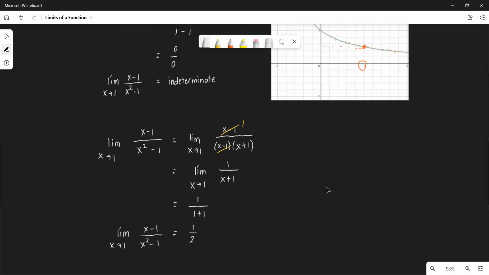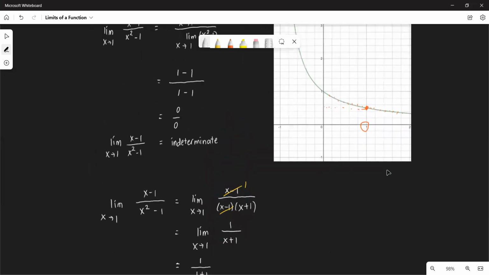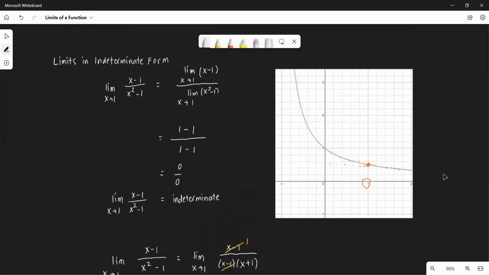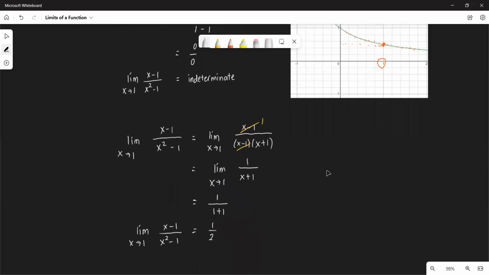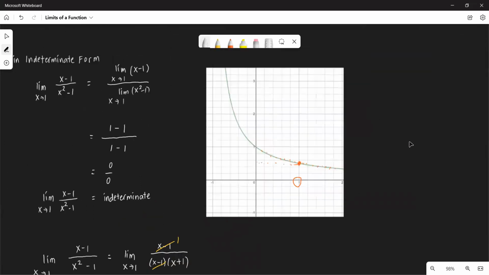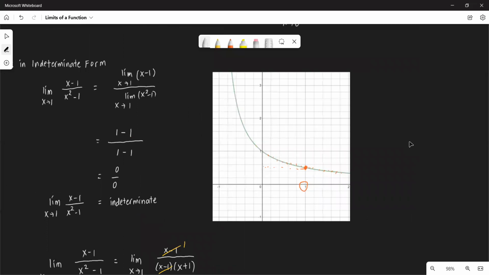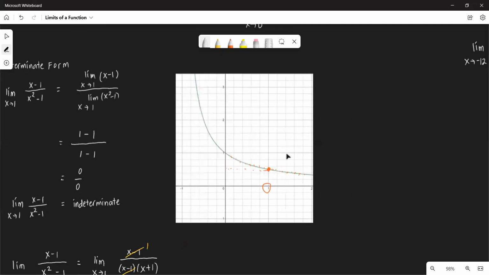Okay, so that's how you find the limit in indeterminate form. Another example: it's not always removing the common factor. It depends on what function you're dealing with. So let's have another example.